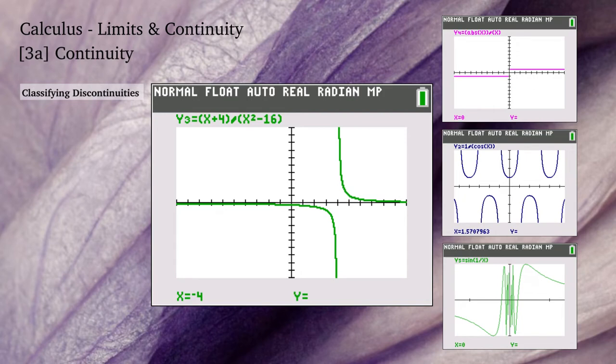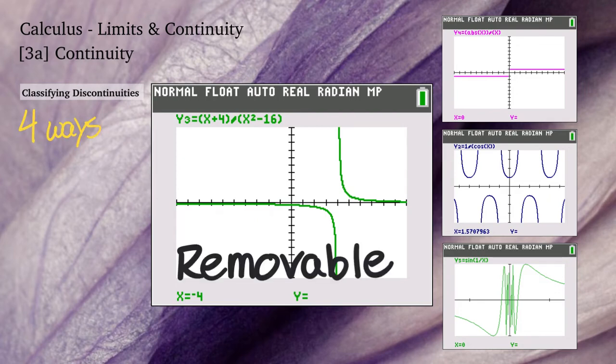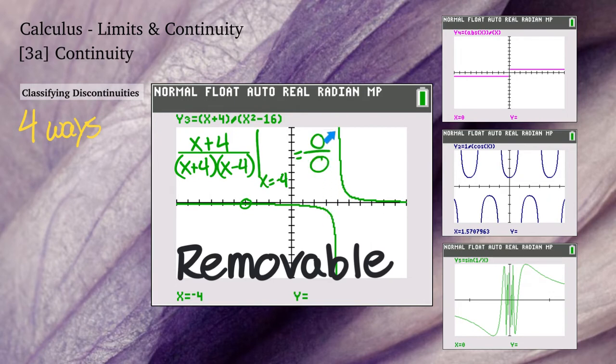Okay, back to the graph and the 4 ways that functions fail to be continuous. The first one is a removable discontinuity, a hole. We saw this in the function that we looked at earlier. There was a hole at x equals -4, but why? Well, it's because the factor x plus 4 shows up in the numerator and in the denominator. And when that factor is 0 at x equals -4, then the function is undefined. Notice that there's another discontinuity with this function, but we'll talk about that in just a moment.